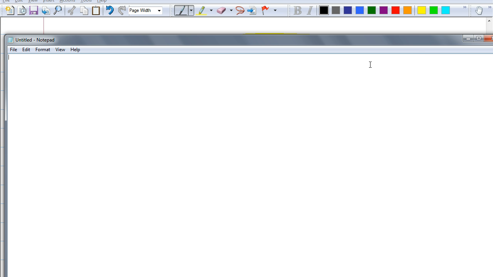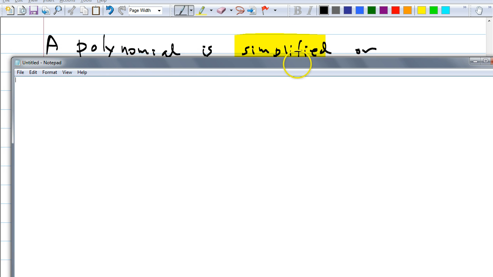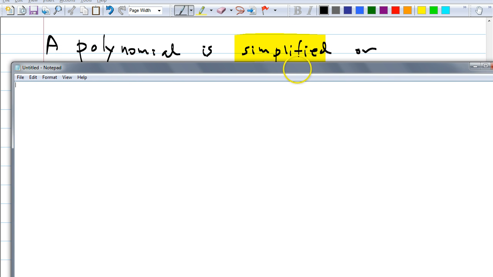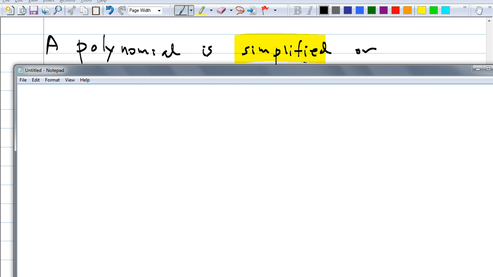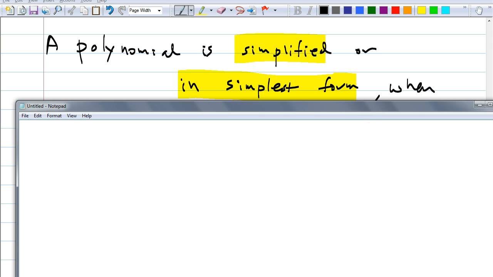So why do we talk about all these like terms? What's the point? Well, what do we usually do with like terms? You combine them and so forth, right? So let's see whether you could fill this blank. A polynomial is simplified, because I'm going to ask you to simplify polynomials. So I'm going to tell you what it means for a polynomial to be simplified. A polynomial is simplified or in simplest form, same thing, when? Can somebody finish the sentence? A polynomial is simplified or in simplest form when what? When you combine like terms. Kind of. Good. Okay, almost.